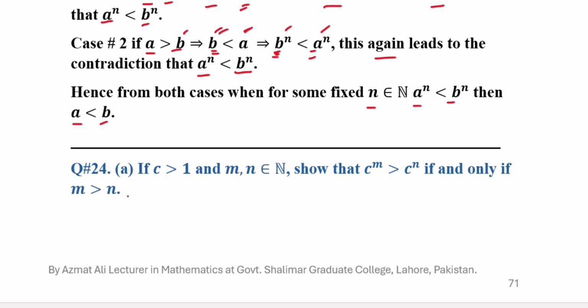This question has two parts. In the first part, if c is greater than 1, where c is any real number, and m and n are positive integers, we have to show that c raised to power m is greater than c raised to power n if and only if m is greater than n. That is, the exponent at a higher number gives the greater result.